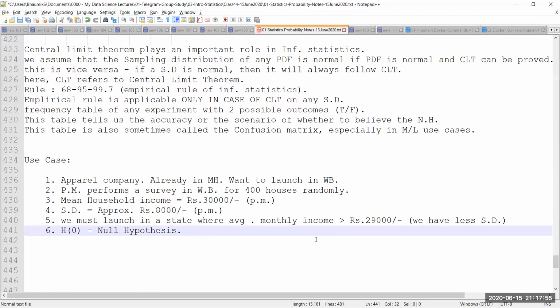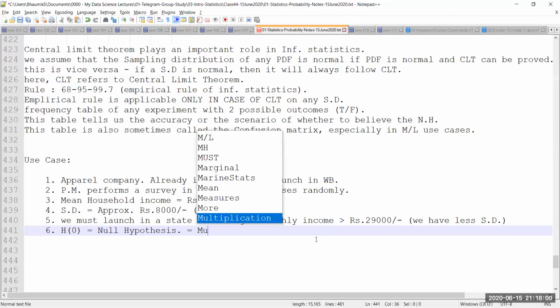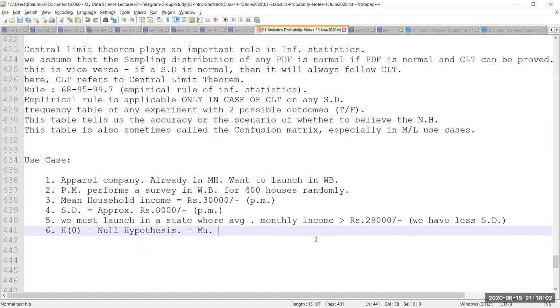And my null hypothesis is that I am going to launch this product where mu, or average household income, is going to be greater than 29,000, right? So this is going to act as the decision making power for me. Now, is that really going to be my null hypothesis in this case? The answer is no, because there is a conflict.